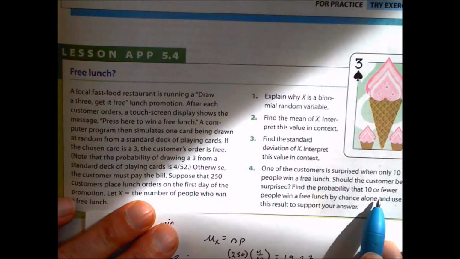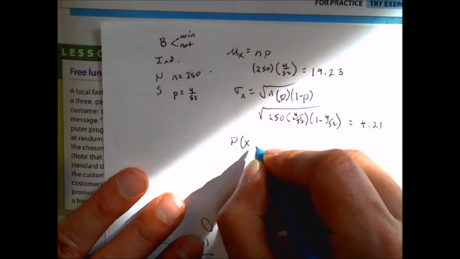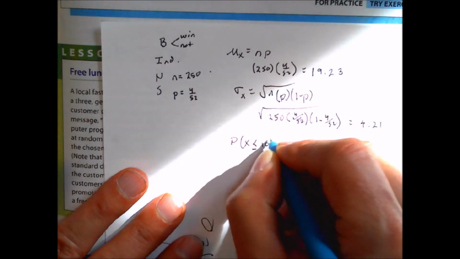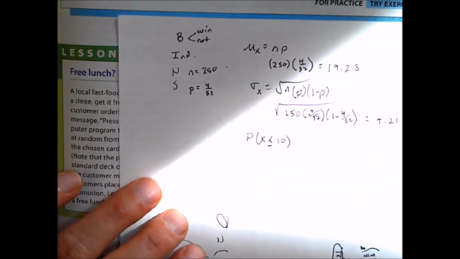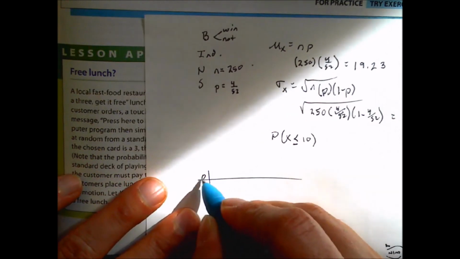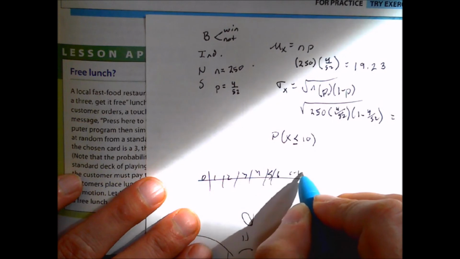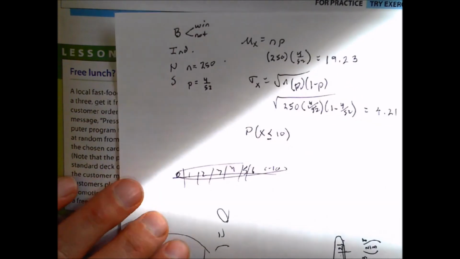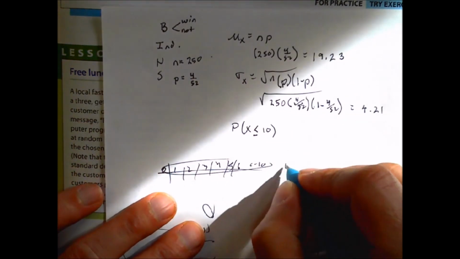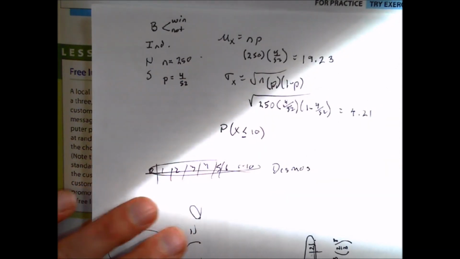Okay, so what's the probability of 10 or fewer people? So the probability of 10 or fewer, so x is less than or equal to 10. So you could find 0 and 1 and 2 and 3 and 4 and 5 and 6 and all the way up to 10 and then add those all together. Or we can use Desmos. Okay, so I'll show you on Desmos how to get that as well.